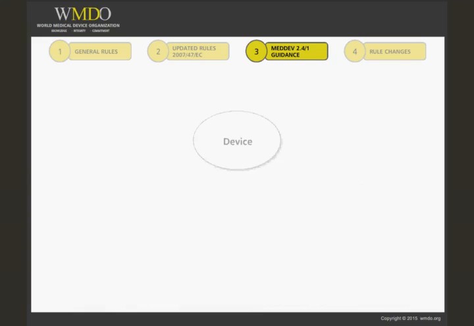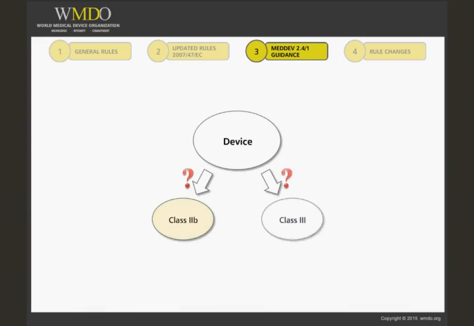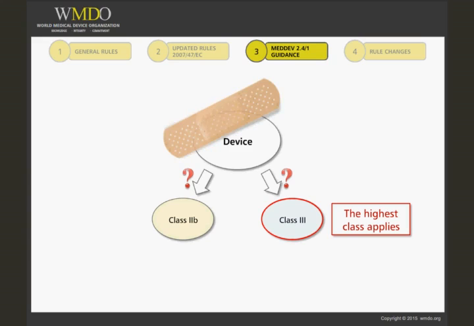If a given device can be classified according to several rules, then the highest possible class applies. For instance, a wound dressing incorporating collagen is covered by Rule 4, which could be Class 1, 2A, 2B, depending upon its intended use, and Rule 17, which is Class 3.